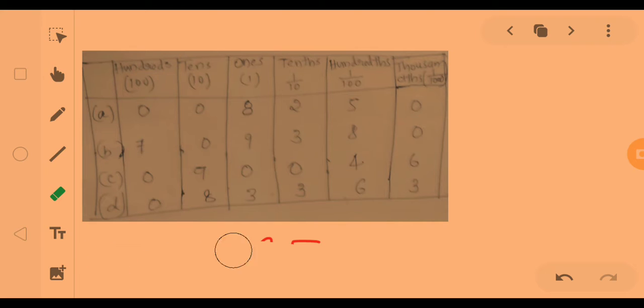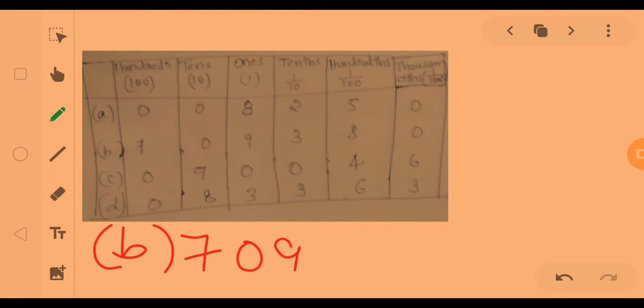See the next one, B. What is B here? The hundreds place digit is 7. Tens place is 0. Then ones place is 9. Then tenths, hundredths, thousandths are all decimal parts. So before we go for the decimal part, we have to insert the decimal point.